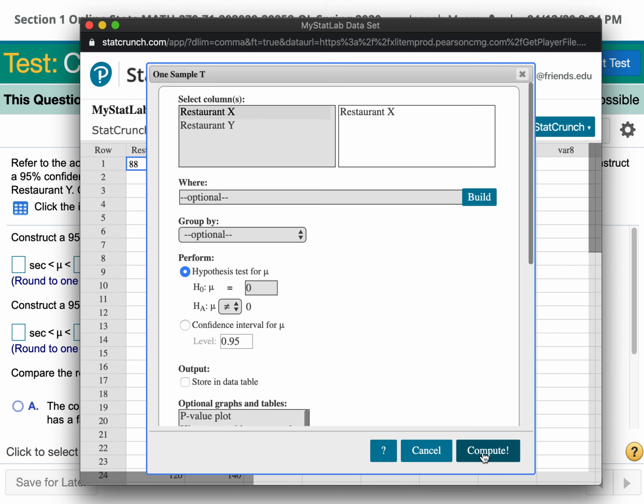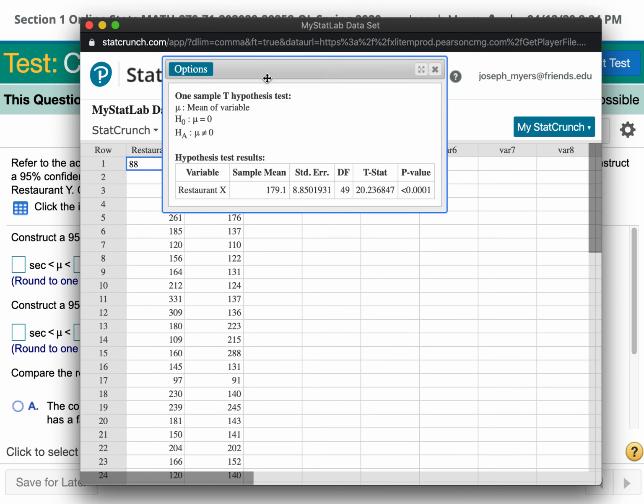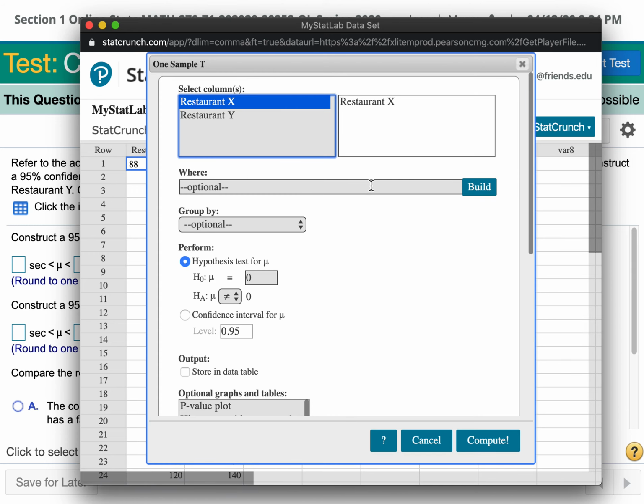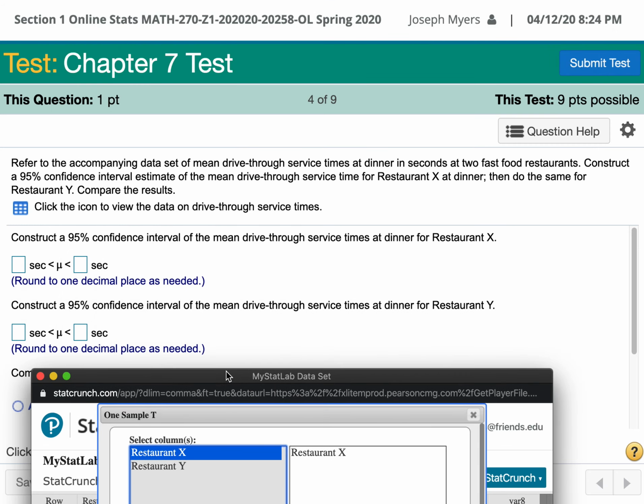So I'm going to click compute, and the result, oh, sorry, forgot to check on those. If you do something wrong, you can click on options and edit. It'll just take you back. So I forgot to do something. I did click on restaurant X, so it says restaurant X. What I forgot to do is click on confidence interval. So I need to click that. And then it's 95%, so that's already set to 95%. Then click compute. And then this is the result.